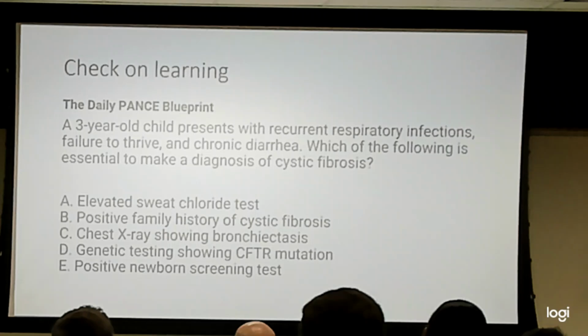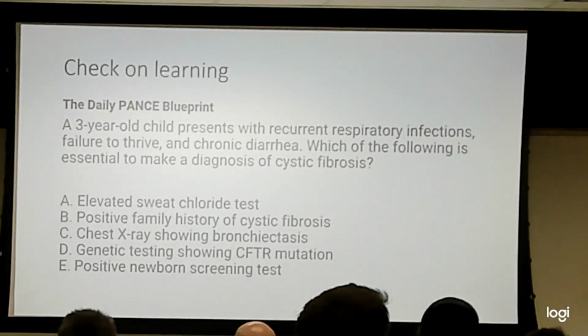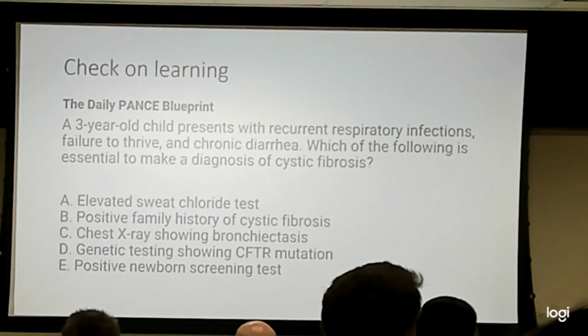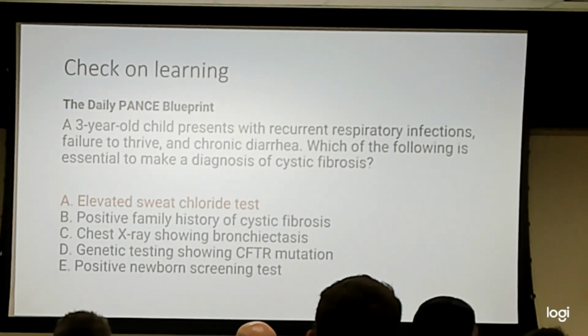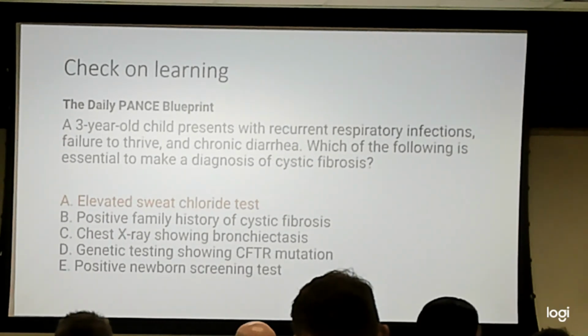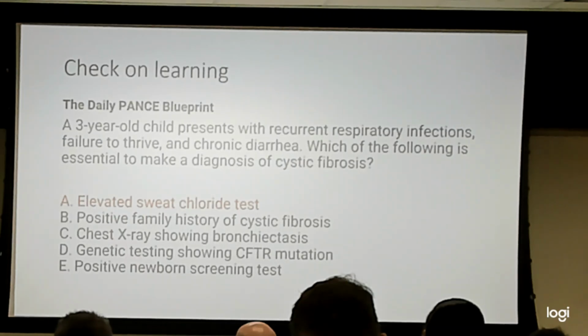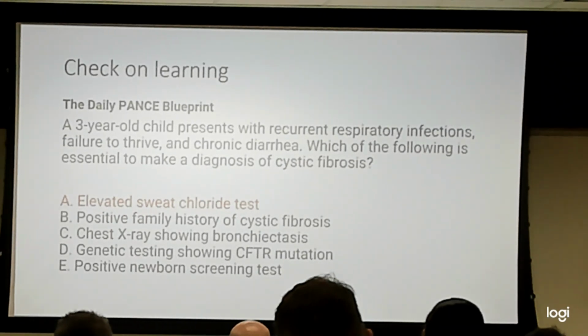So do we remember what the definitive diagnosis for this was? Yeah, so it's the sweat test. Genetic testing is part of it, but to make the clinical diagnosis, because they can have the mutation but not necessarily have cystic fibrosis, it's that elevated sweat chloride test done twice on 2 different days. So that's how we diagnose this. The other things just help us have a higher clinical suspicion.